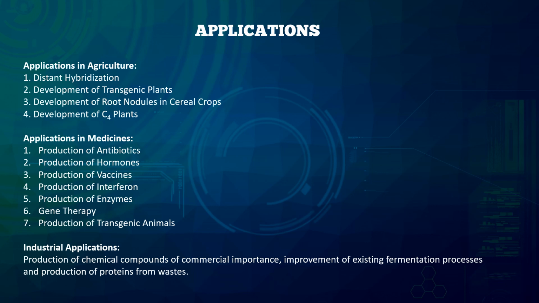There are many other applications such as production of antibiotics, production of hormones such as insulin, production of vaccines, production of enzymes, production of transgenic animals, etc. Industrial applications include production of chemical compounds of commercial importance, improvement of existing fermentation processes, and production of proteins from waste.